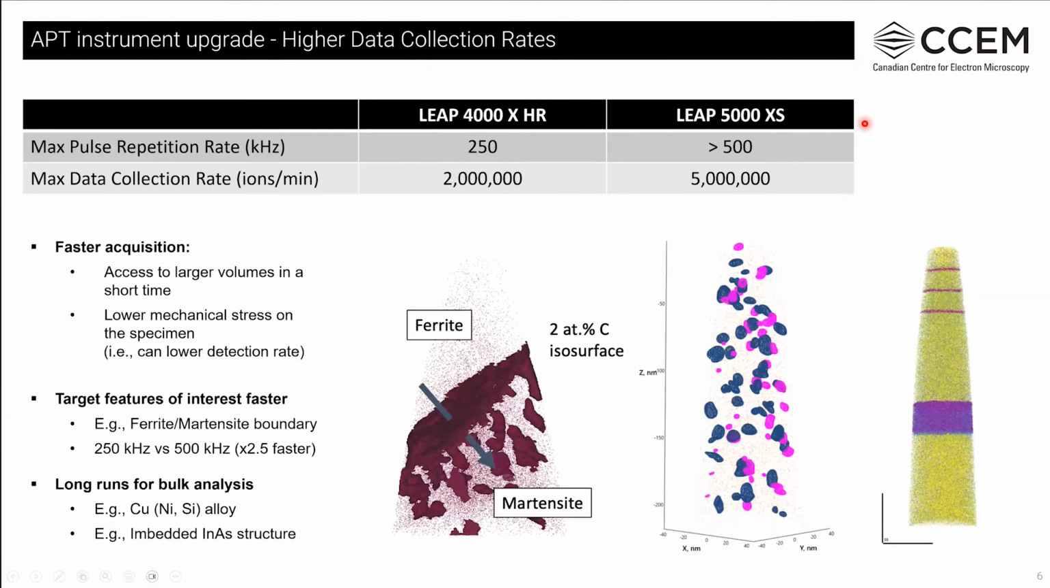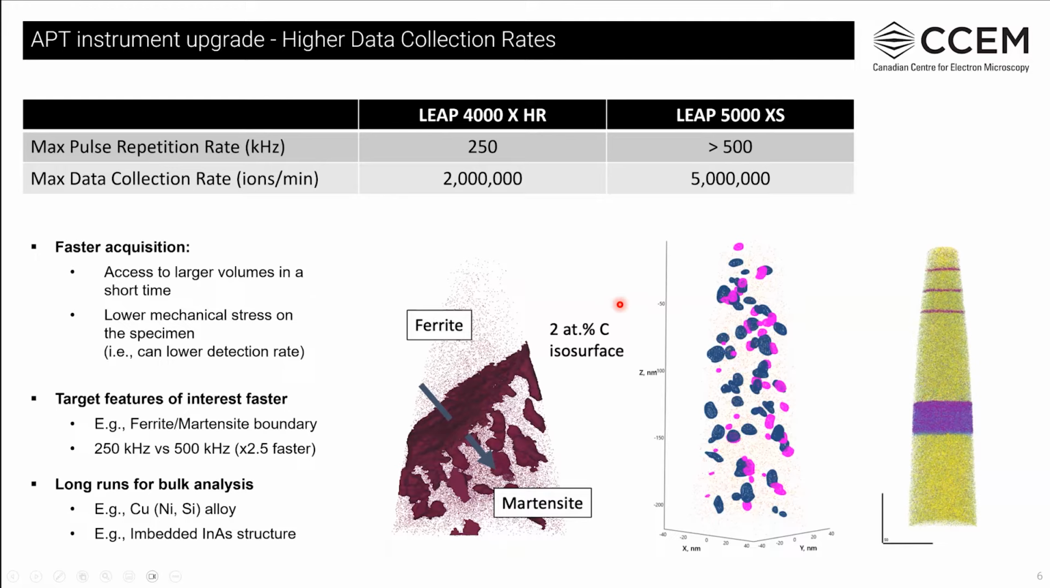The second important benefit of the upgrade is the ability to acquire data faster, and this is related to the maximum pulse repetition rate that is allowed by the instruments, a comparison of which is shown in the table here. Faster acquisition implies access to a larger volume in a shorter time. So for example, the analysis of a typical volume that is 150 nanometers in diameter and about 500 nanometers in height can be completed within a couple of hours on the LEAP 5000, where we can be field evaporating up to 5 million ions per minute in laser mode. This also means that we can get to buried regions of interest faster.